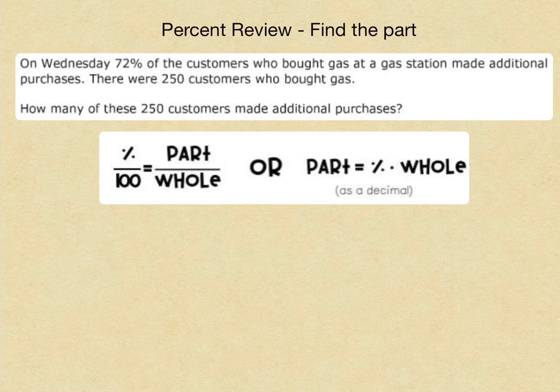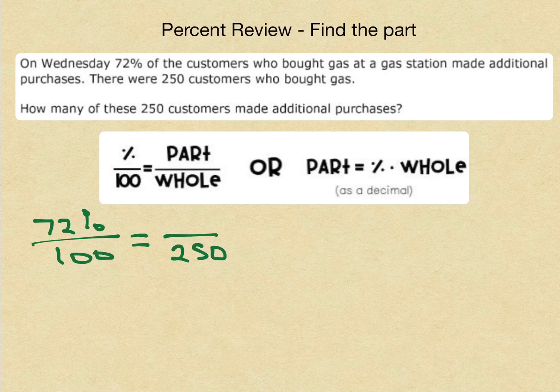So I'm actually going to show you two ways to find the part. Now, we're going to start with our percent proportion that we have discussed before. So on this one, we actually have the percent, 72% over 100. Now on this one, they give us the 250. They don't say 250 total or 250 is our whole amount, but we do know that 250 customers bought gas, and we want to know what part of that made additional purchases. We know 72% made additional purchases of the customers who bought gas, so we know that that's our part.